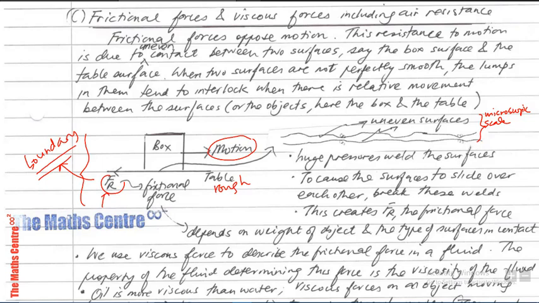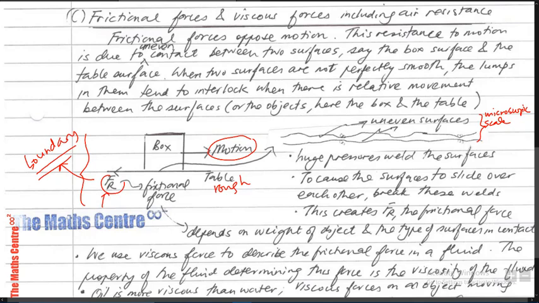Next, let's talk about frictional forces and viscous forces, including air resistance. I've drawn a picture here indicating a box moving on a table. The motion of the box is to the right. And straight off, let's learn how to indicate frictional force. I'm using FR for frictional force. Please note, frictional force is a boundary force. That means it acts along the boundary. That's the first thing.